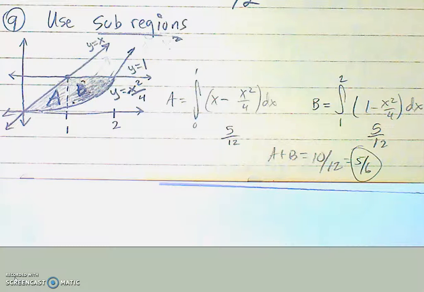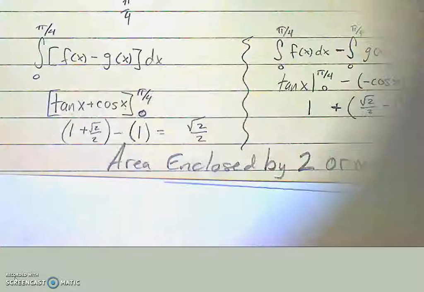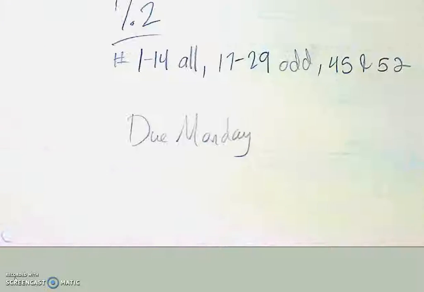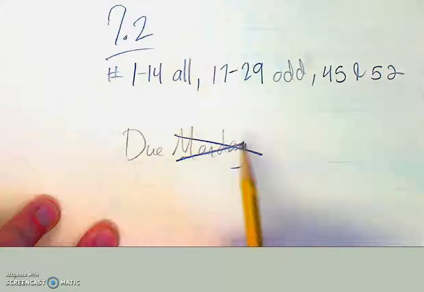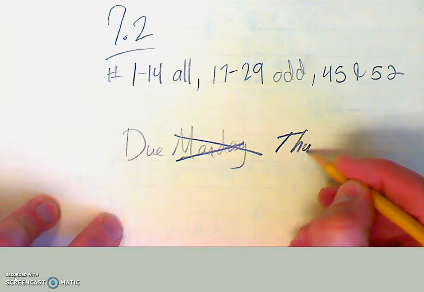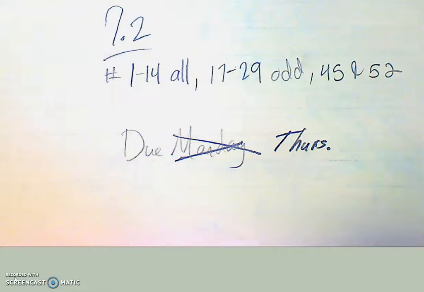We are going to spend one more day with this section, and the homework assignment, it's not super large, but it's not small either. So I want to give you guys some time to work on that. It's going to be due not Monday, but due Thursday. So we have class again on Wednesday. We will finish this section 7.2, and then this assignment will be due Thursday.